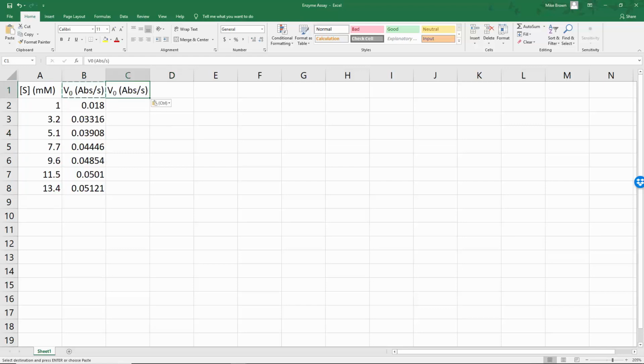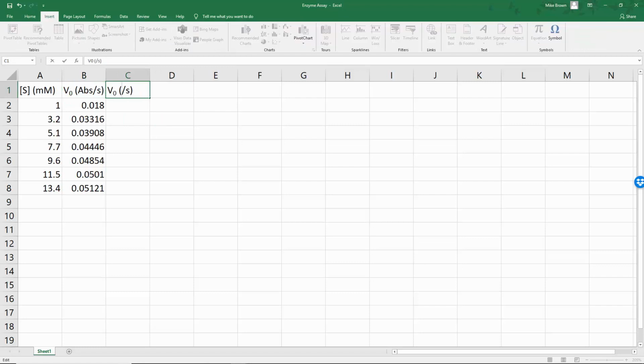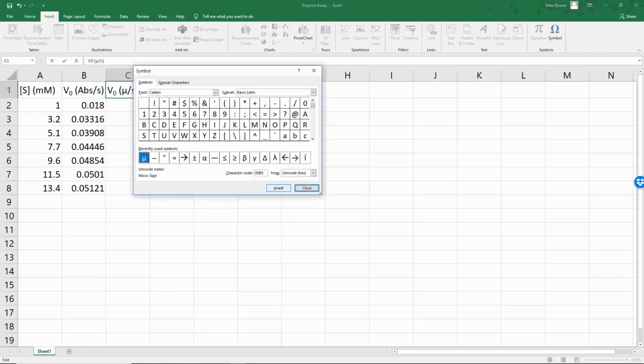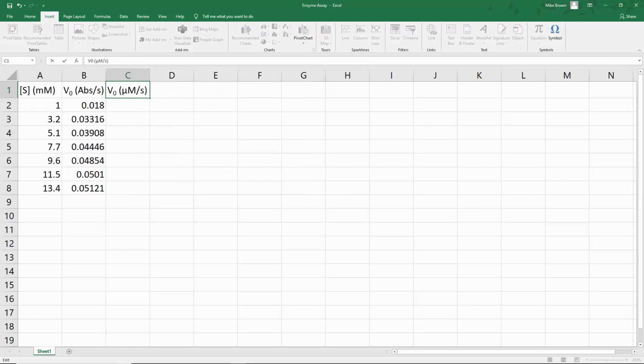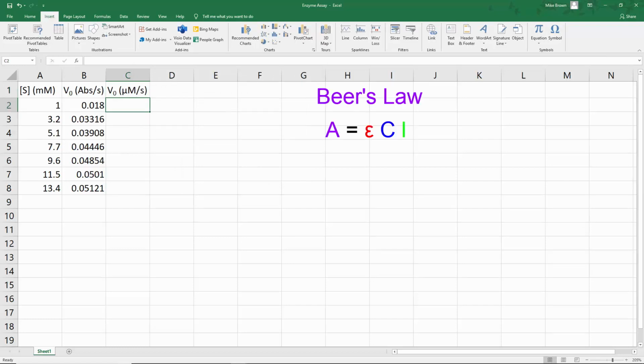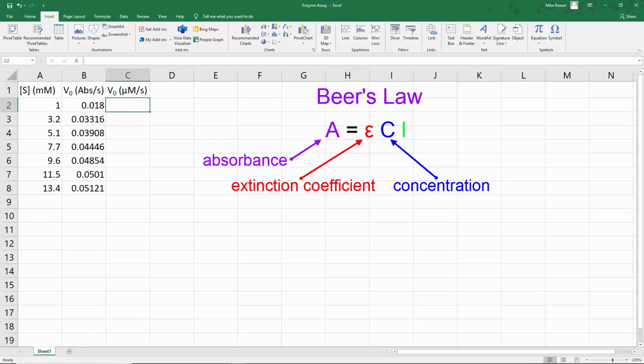However, these slopes are just changes in absorbance over time. Reaction rates should be changes in substrates or products over time. Thanks to Beer's law, we can make the necessary conversion. According to Beer's law, absorbance is equal to a constant called the extinction coefficient, times the concentration of the molecule, times the length of the solution the light passes through.